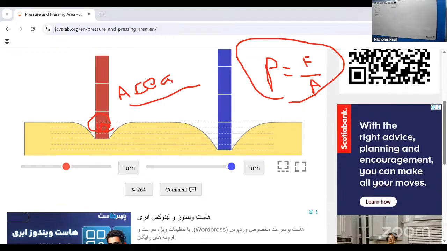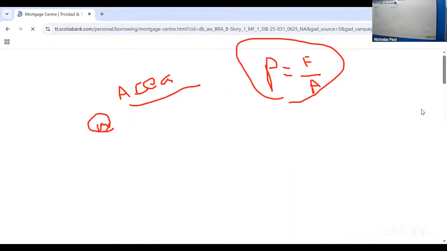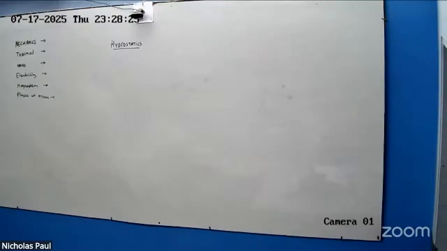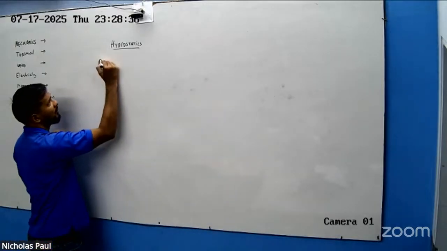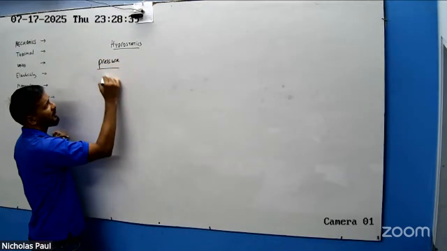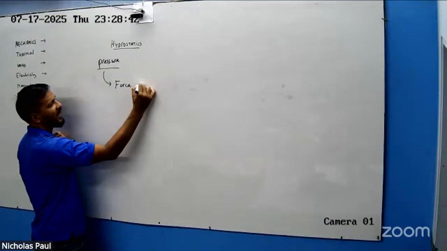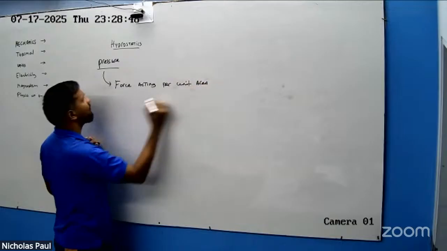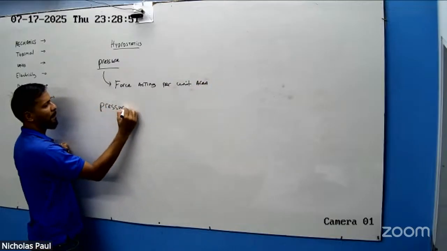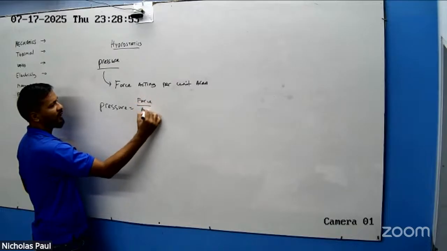Let's just go back to the whiteboard. All right. So hydrostatics is about pressure. If I ask about pressure, pressure is the force acting per unit area. So we would see that pressure is equal to force over area.